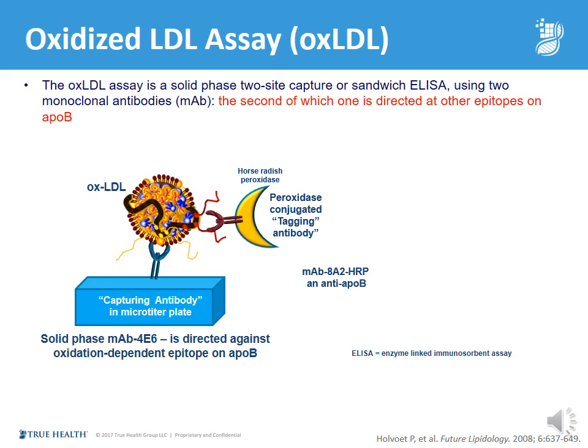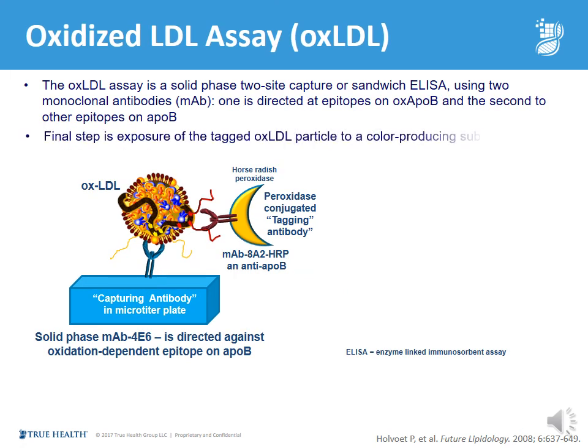And it is simply an anti-ApoB antibody, whereas the capturing antibody was specific only for the parts of ApoB that occur because the LDL is oxidized. This second antibody will attach to any LDL ApoB particle. But remember, we've already washed away the ApoBs that are not oxidized in the previous step. So now we have a captured oxidized LDL, which also is tagged with another antibody carrying a peroxidase.